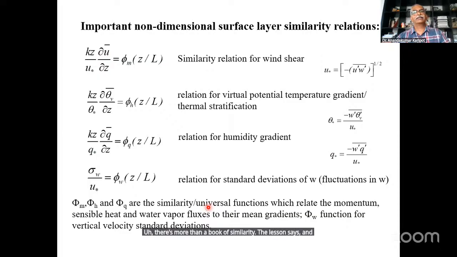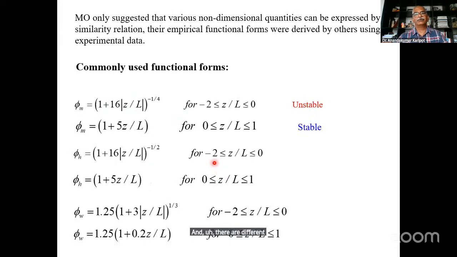And there are several similarity relations for the gradients in the wind, the gradients in the potential temperature, and the gradients in the mixing ratio. Here you can see that all of them are expressed as different functions of this stability parameter Z by L. The functions are different: phi m for the momentum, phi h for the heat flux, phi q for the moisture flux, like that. There are different functional forms which are mentioned here. Z by L basically gives us the information about the stability changing.